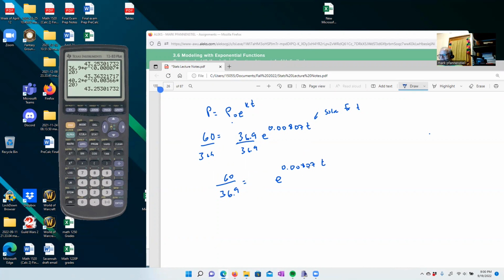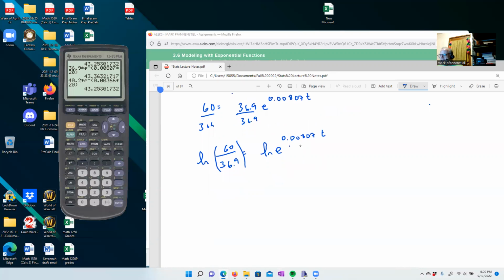How do I get the t down to the baseline? We take the natural log of both sides. Technically, you can take any log, but since we have an e here, we're going to take the one where this turns into a 1. Okay, so we have ln of 60 over 36.9 is equal to this whole business here. This is the third rule of logarithms. This exponent comes down in front.